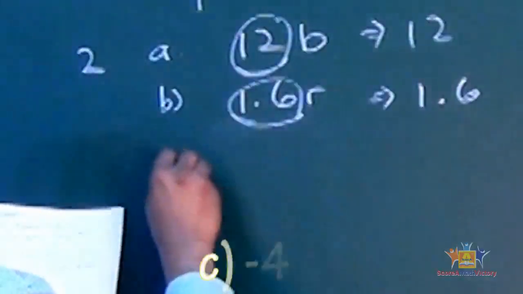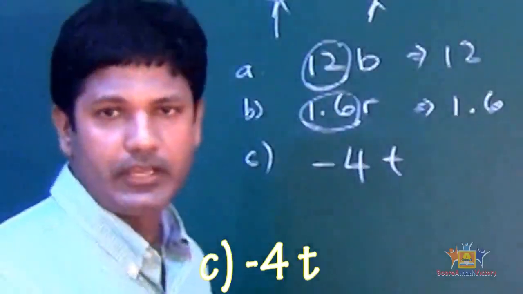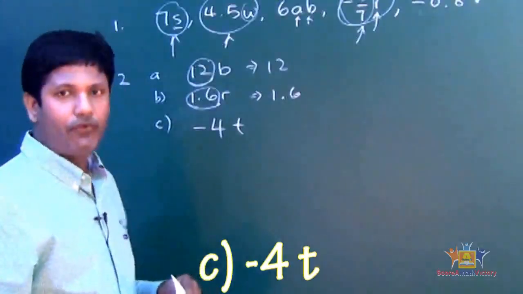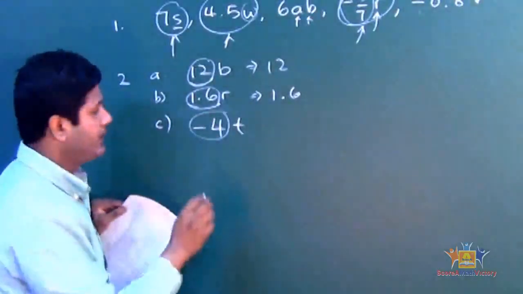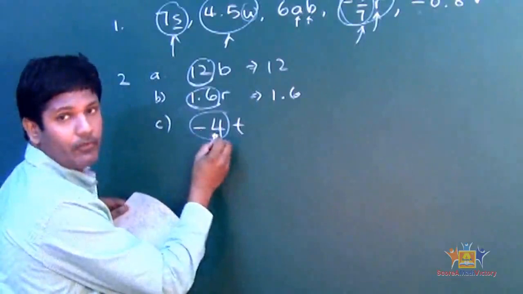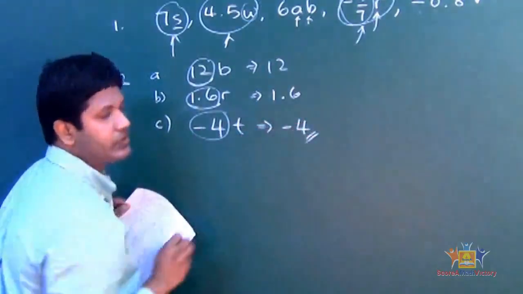So let's look at C. C got negative 4t. So what's the coefficient in here? Negative 4, very good. Remember, negative 4 is the coefficient, okay? Not 4, negative 4. Make sure you include the negative, alright? Very important, negative 4 is the coefficient.